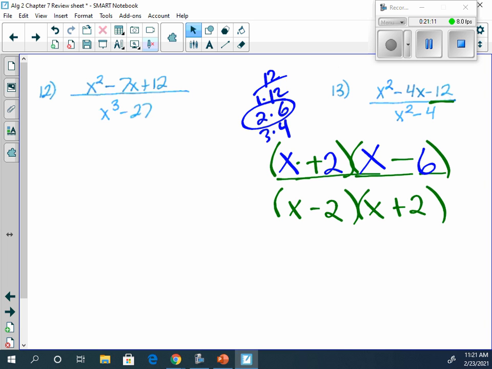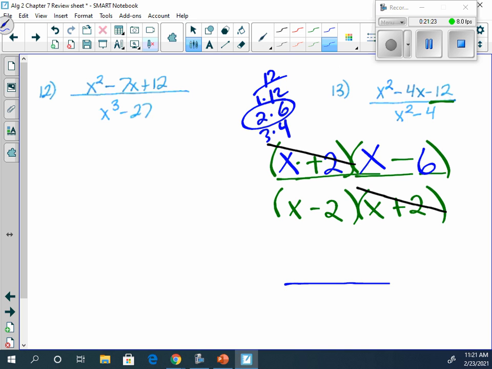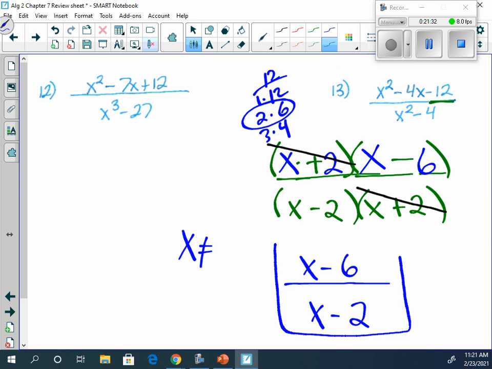And now that we have the numerator and denominator factored, we can go on and cancel out any like terms on top and bottom. Well, the x plus 2 and the x plus 2 would simplify out here, leaving us with x minus 6 over x minus 2. And this here would be our answer.